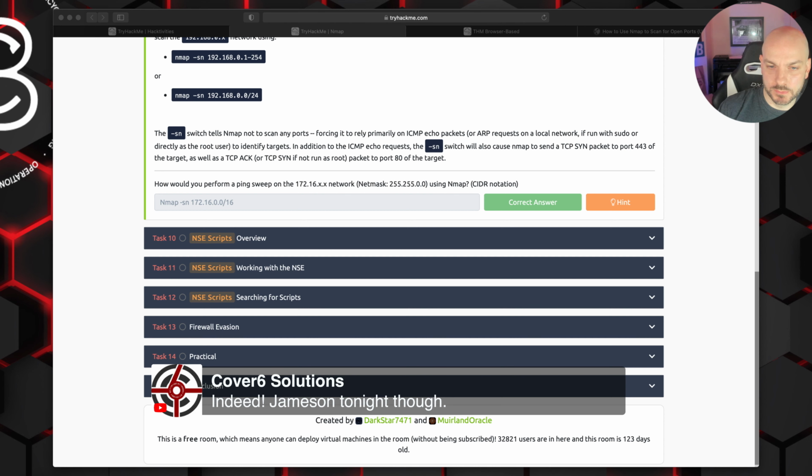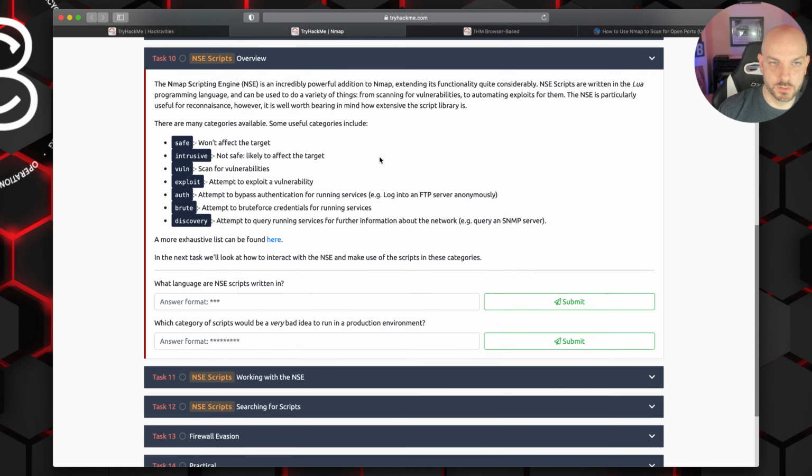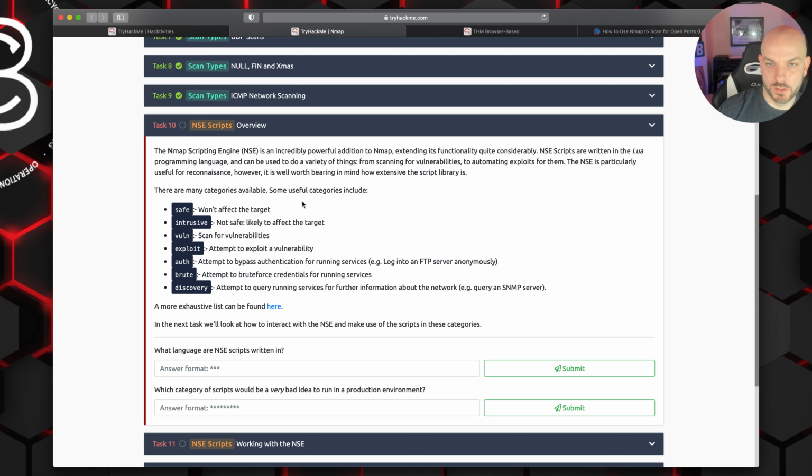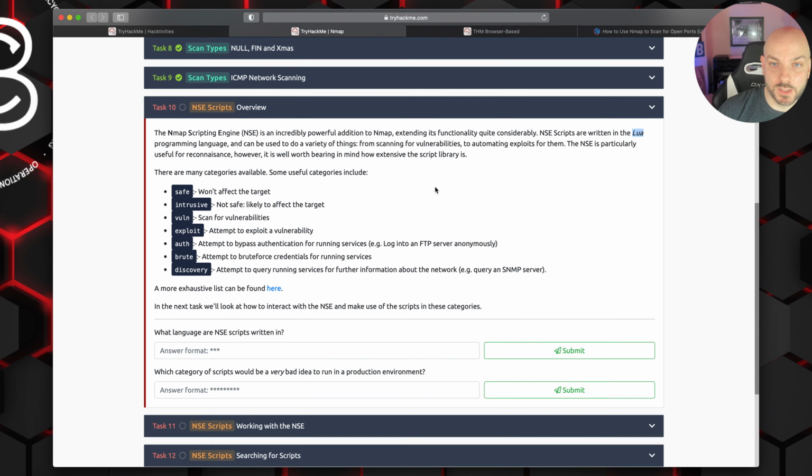Okay. Let's see. Moving on to the Nmap Scripting Engine. We kind of talked a little bit about that when we were looking at the stuff under the help. Scripts are written in, and I have no idea how to pronounce that, is that Lua? Lua? It could be used to do a variety of things, from scanning vulnerabilities to automating exploits. NSE is particularly useful for reconnaissance. However, it's worth bearing in mind how extensive the script library is.